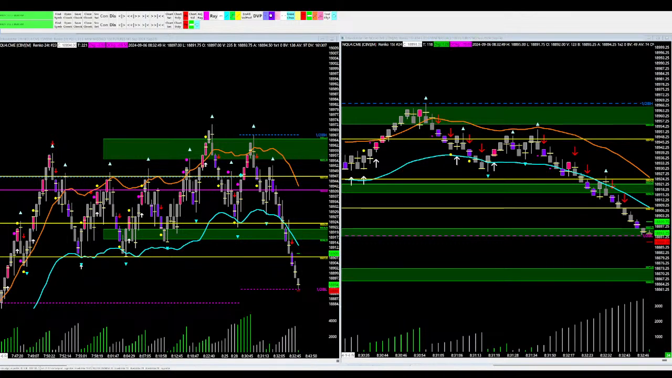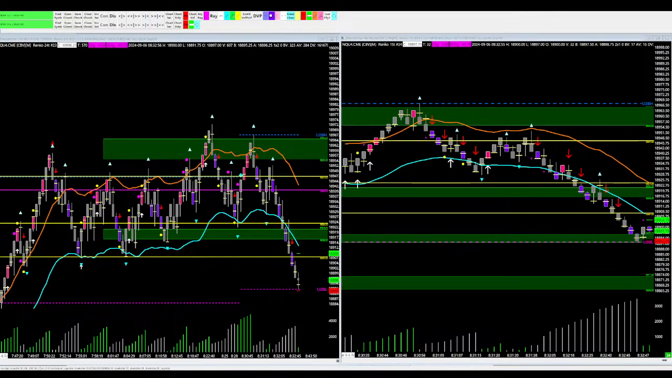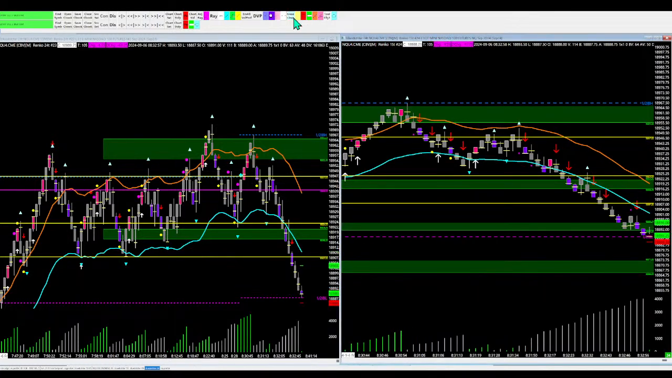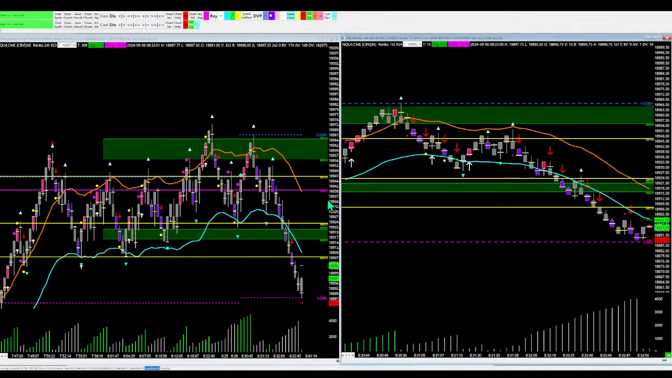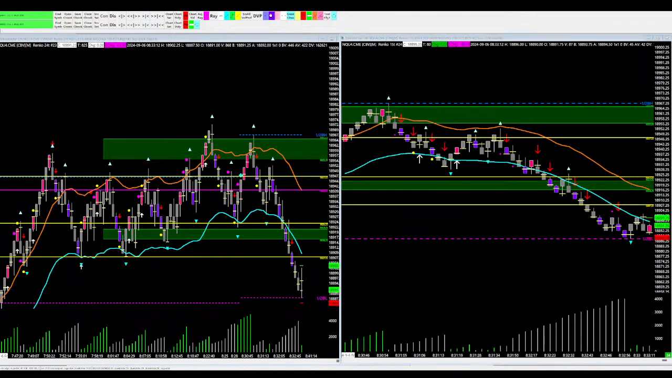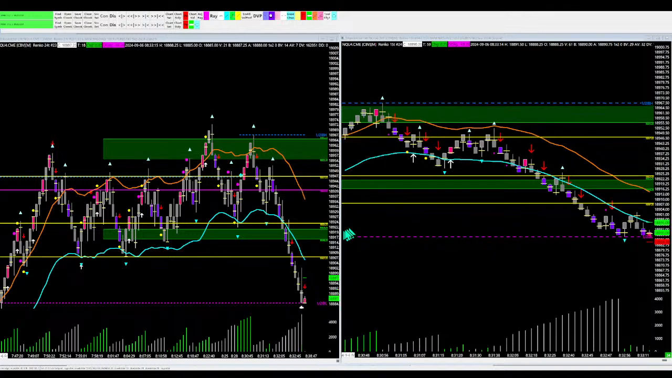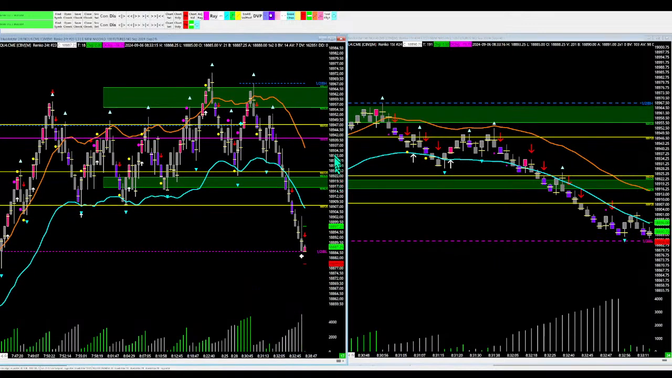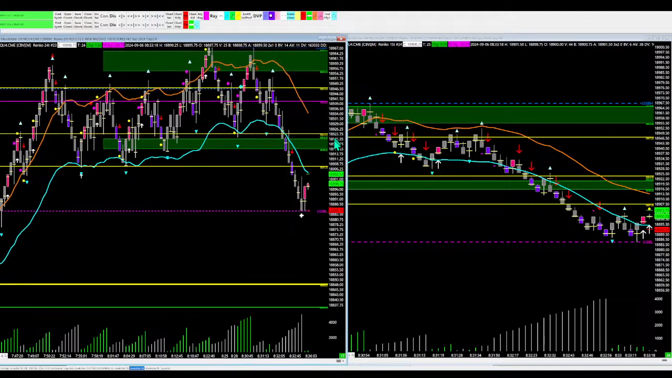This is the area I do not want to trade in. All the way down to here. I don't want to trade in that area.